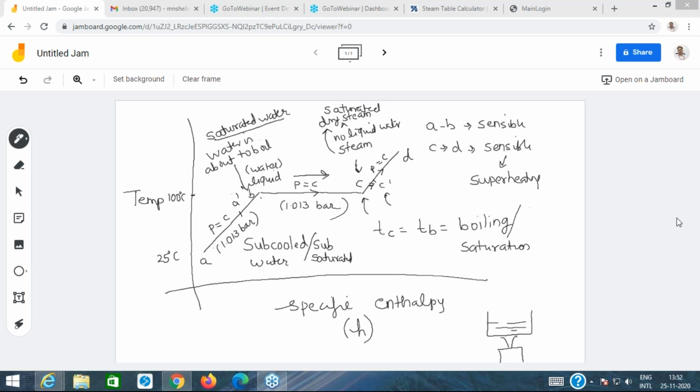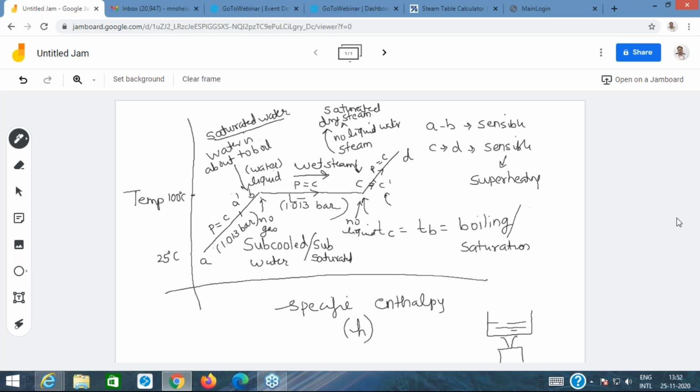Is this clear? Now the steam which is between B and C is called wet steam because it will always contain some liquid water. If you look at state B, there is no gas, and if you look at state C, there is no liquid. Midway you will find that there would always be some liquid and some gas, and it is called wet steam. So wet steam is a steam which has certain liquid water in it.